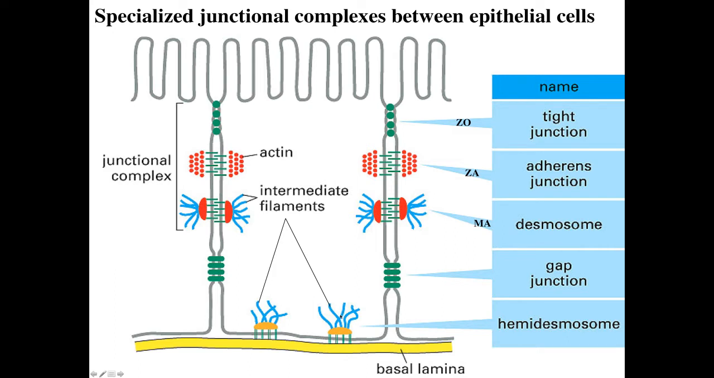Now, another important point the artist makes here, the zonula adherens interacts with actin cytoskeletal filaments. So the adherens junctions interact with actin. The macula adherens or desmosomes interact with intermediate filament cytoskeletal components, most notably keratins. These hemidesmosomes also interact with keratin intermediate filament proteins, and we'll talk about that in a few minutes.